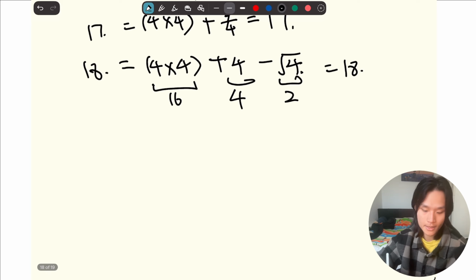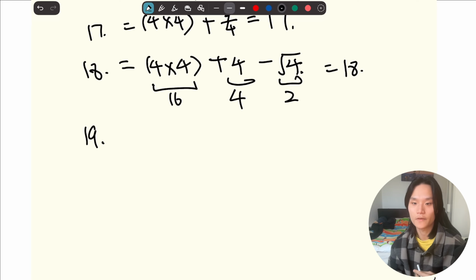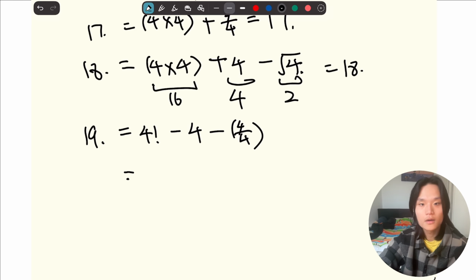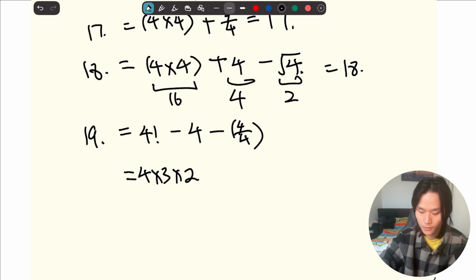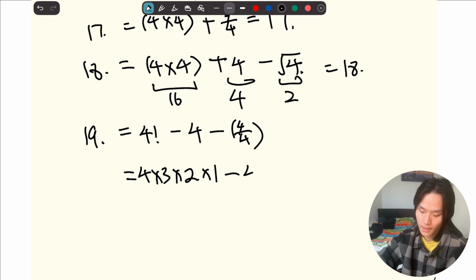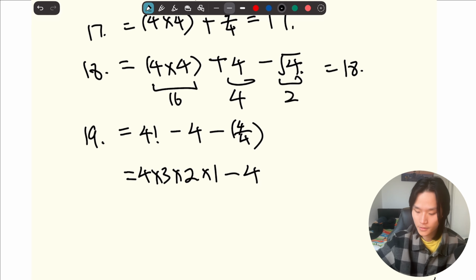Now number 19, I think is the most special one here, because we need to use something called a factorial. So we have 4 factorial minus 4 minus 4 divided by 4. 4 factorial is just 4 times 3 times 2 times 1. Well, that's just 24. 24 minus 4, 20. And then 20 minus 4 divided by 4, so 20 minus 1. So that is just 19.